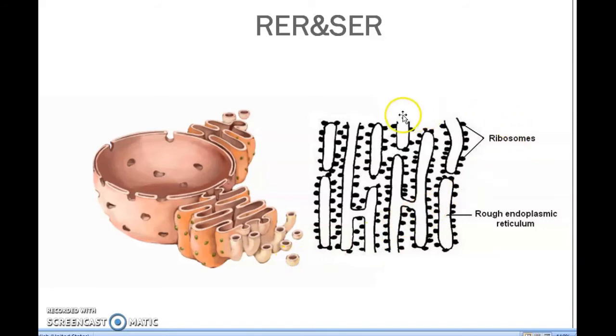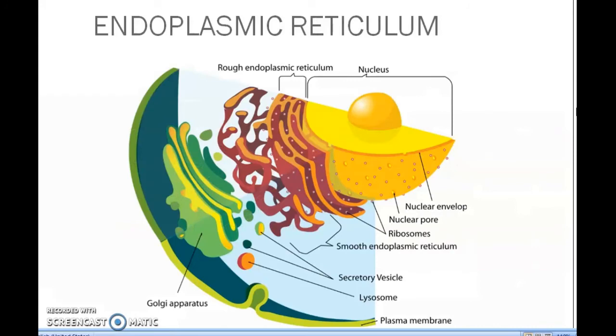So this is also given here, how the rough endoplasmic reticulum looks, and how the ribosomes are attached on the surface of this rough endoplasmic reticulum. Now, what are the functions that the endoplasmic reticulum performs? Let us see. These endoplasmic reticulums, both smooth and rough, perform a variety of functions.